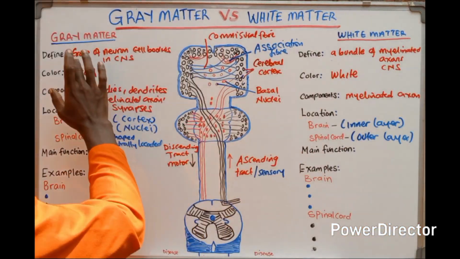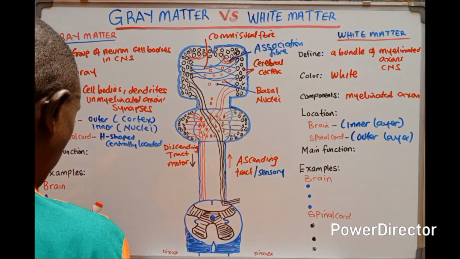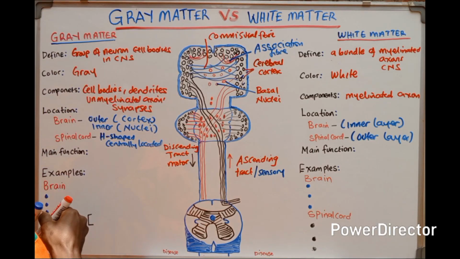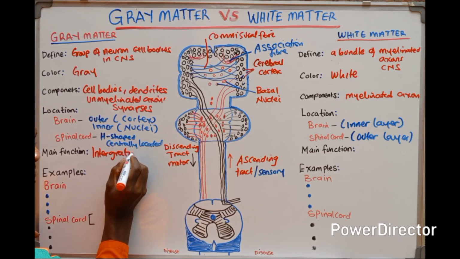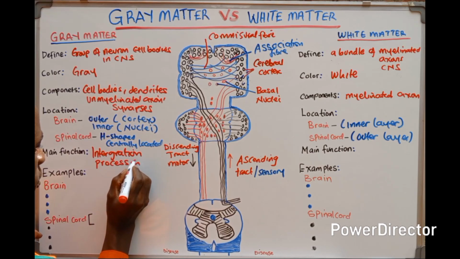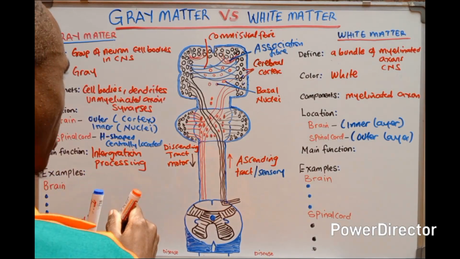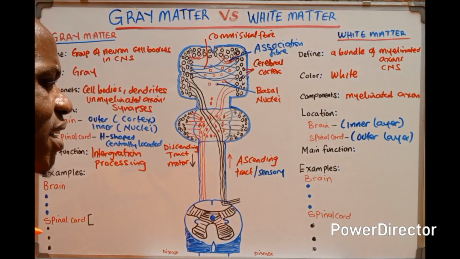Now let us look at the main function played by the white matter, and also what's played by the gray matter. The main function of the gray matter is integration and also processing. So the information is going to be coming to the gray matter for processing and then integration.